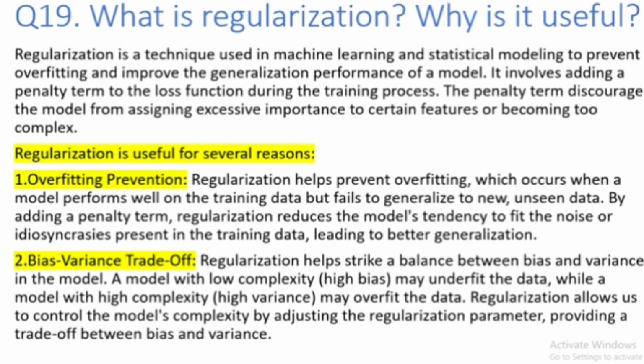By adding a penalty term, regularization reduces the model's tendency to fit the noise or idiosyncrasies present in the training data, leading to better generalization. Number 2. Bias-variance trade-off. Regularization helps strike a balance between bias and variance in the model. A model with low complexity and high bias may underfit the data, while a model with high complexity and high variance may overfit the data. Regularization allows us to control the model's complexity by adding the regularization parameter, providing a trade-off between bias and variance.